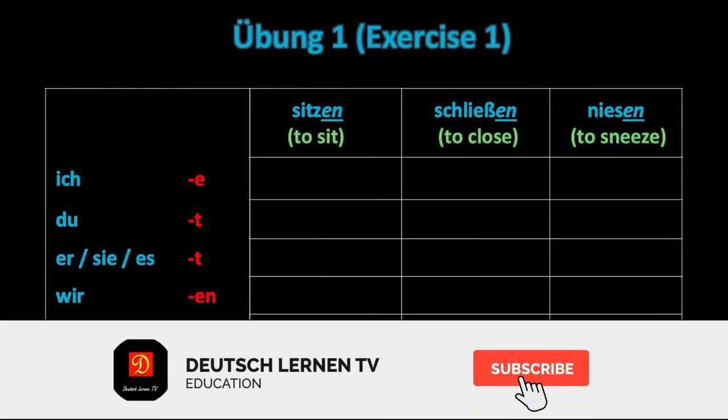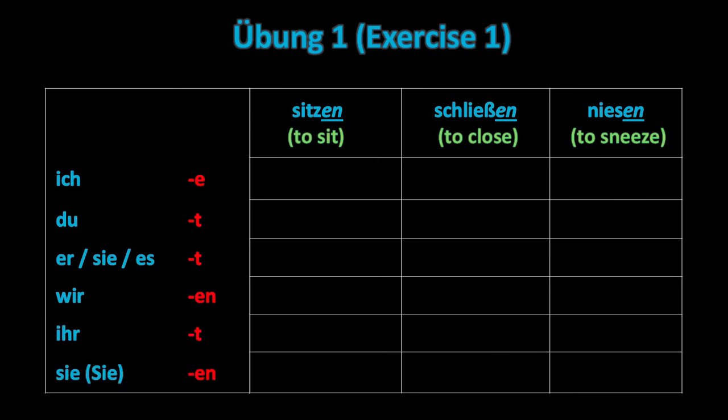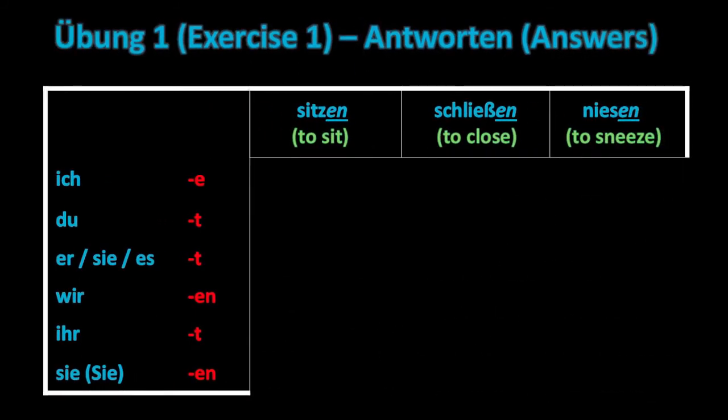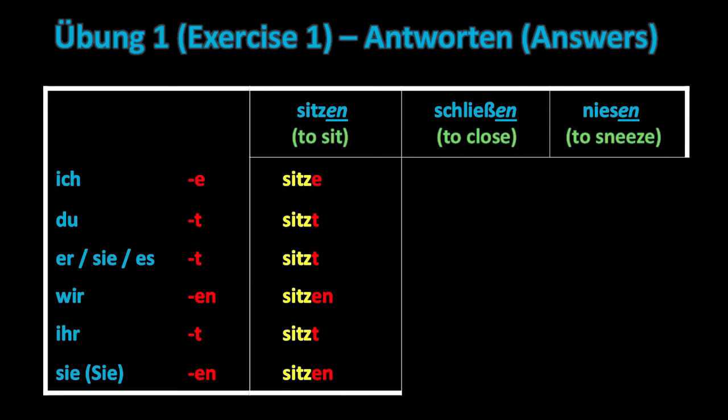Okay, hope you understood how to conjugate the verbs with the ending ßen, zen and sen. Now it's your turn to try it yourself. Pause the video for a moment, take a piece of paper and try to conjugate these three verbs. Übung 1, Exercise 1. Übung 1 Antworten. Exercise 1 Answers.